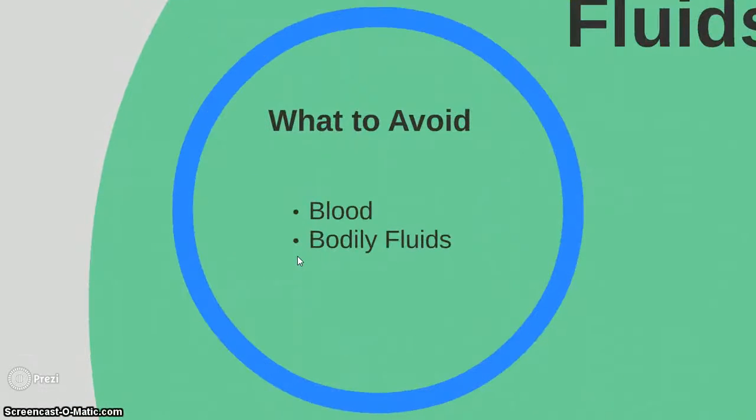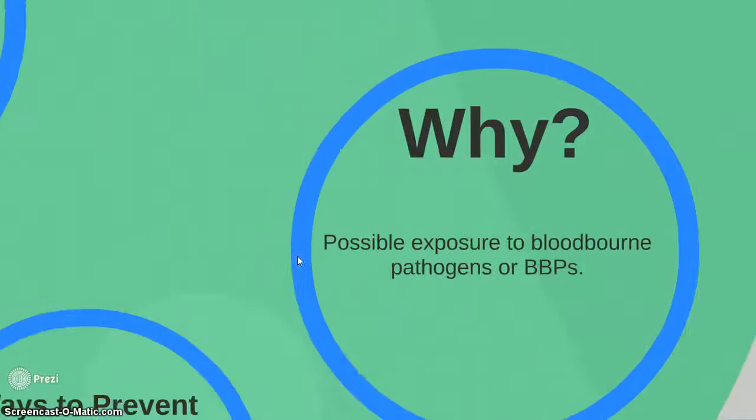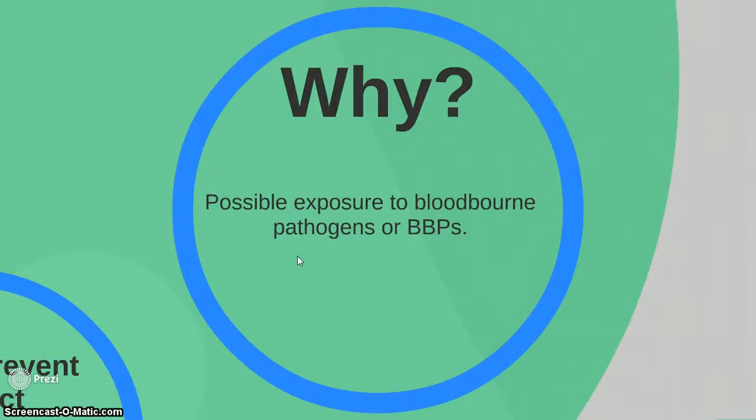What to avoid? Stay away from contact with another person's blood and bodily fluids, such as vomit, saliva, mucus, urine, semen, and vaginal fluids. All of these could contain traces of blood. Why? Possible exposure to blood-borne pathogens, or BBPs.